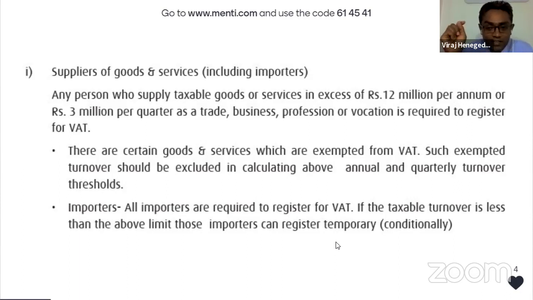In this case, there is another point that I want to tell you. Now here the 12 million, if you divide it by 12 months, is 1 million. If you divide 1 million by 30 days, it's 33,333. So if somebody has a sale value or turnover of more than 33,333 per day, you have to register for VAT if you are within that category. We'll see what those categories are. So what you need to remember is that 12 million is the threshold and 3 million is for the quarter.